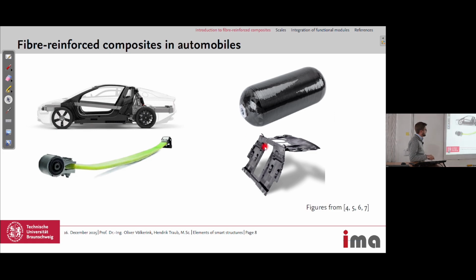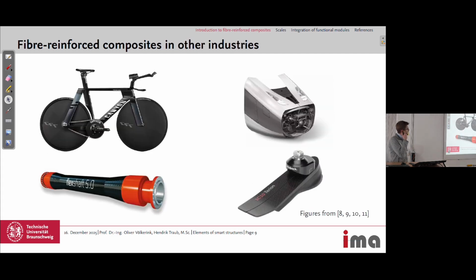And this is a structure from the back seat in an Audi A8, so a large Audi car. We also have fiber reinforced composites in other industries, sports equipment, bicycles. This is a shaft from a wind turbine, also made from CFRP.